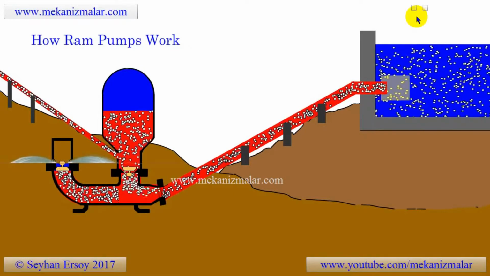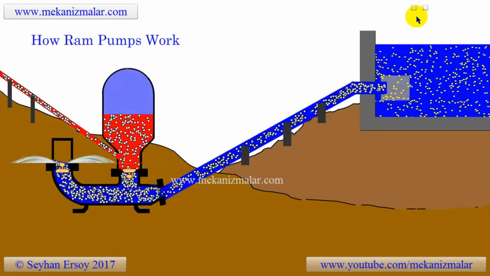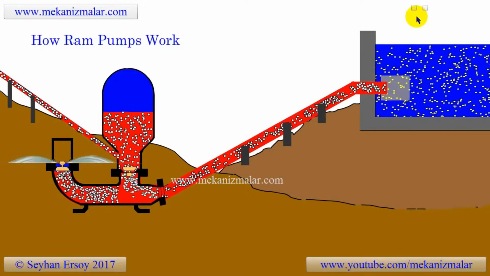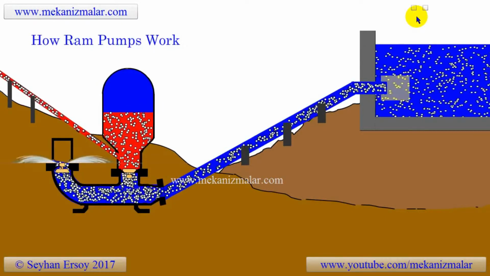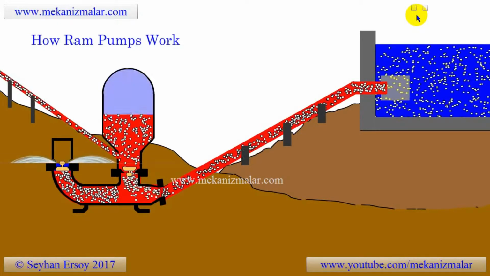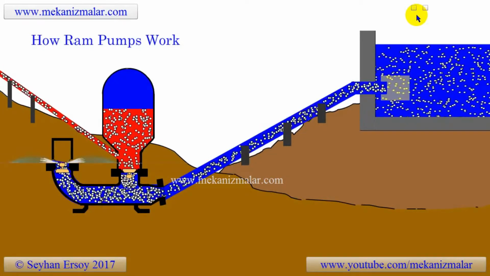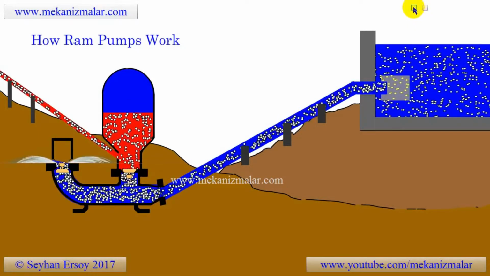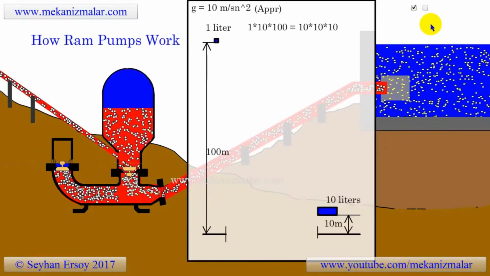The simulation shown here shows how the ram pump works. But how it works and discards so much water needs explanation. Ram pumps use the potential energy of flowing water to pump the water to higher elevation. To understand this concept, let's look at the following drawing.